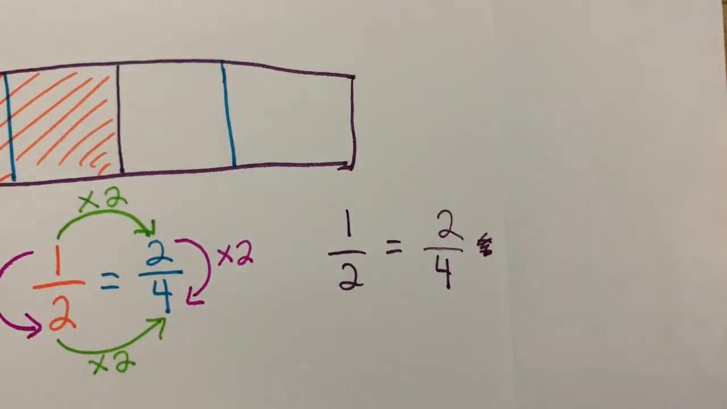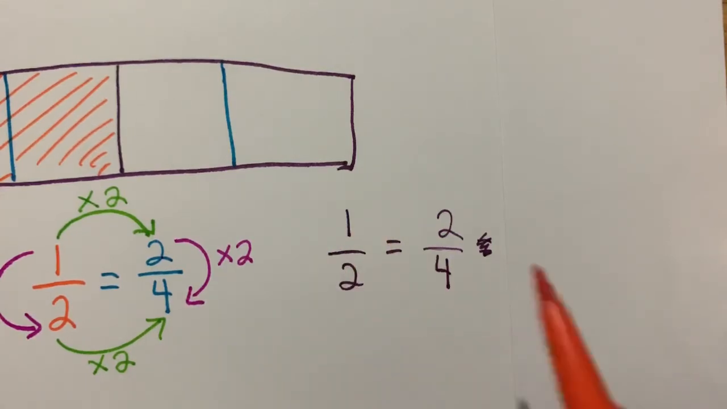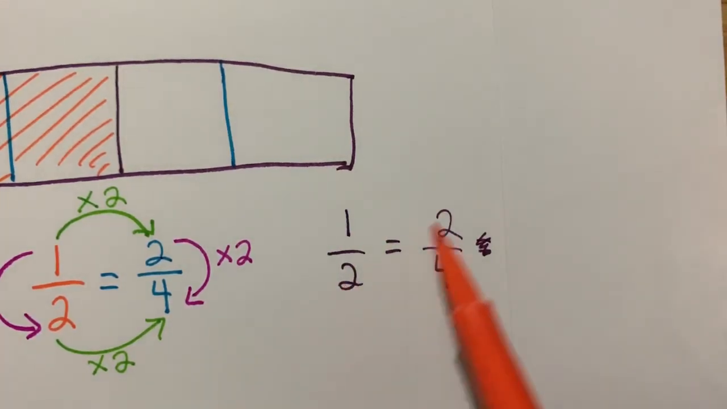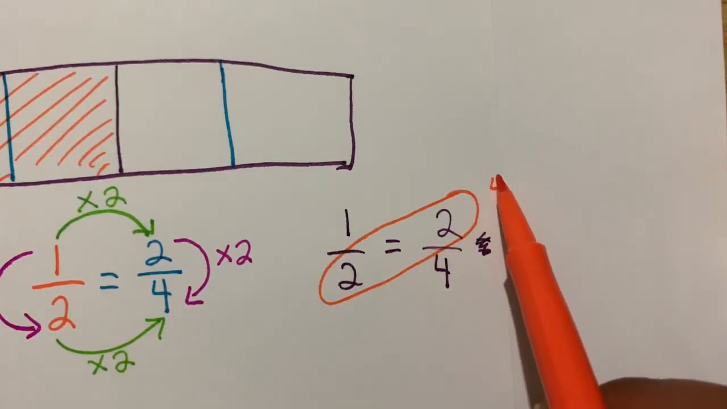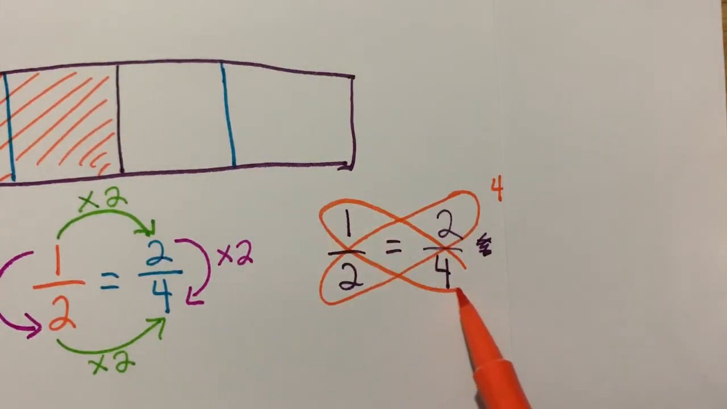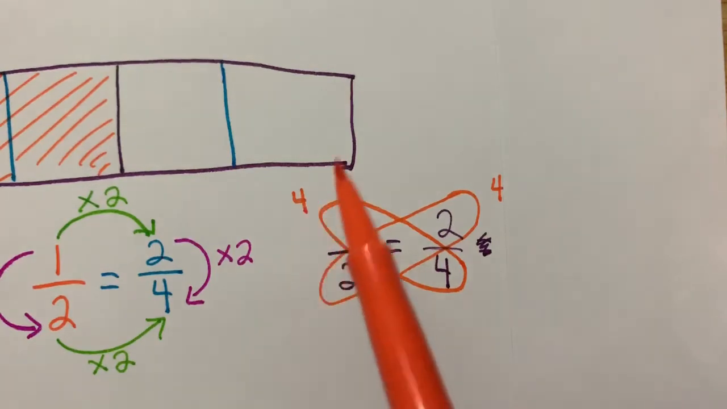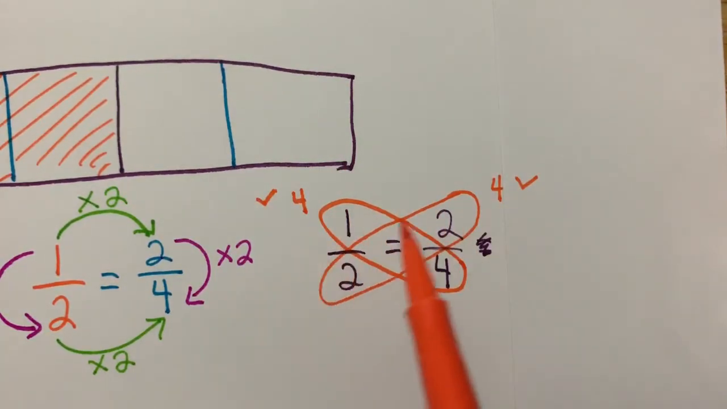And so what you're going to do is you're going to do the cross products to check if they're equivalent. So when I multiply these two, I get 4. And when I multiply 4 times 1, I get 4. And you can check that both numbers are the same, and therefore these two fractions are equivalent.